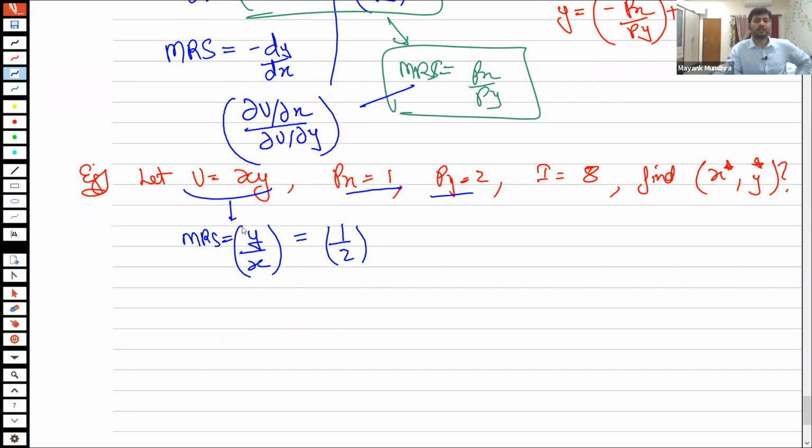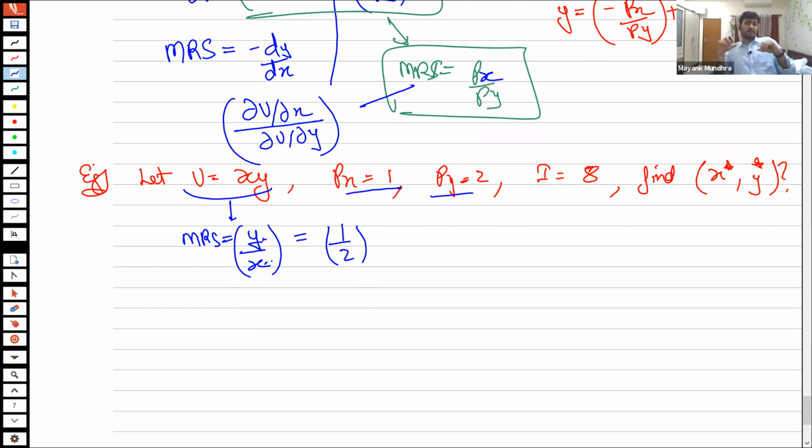A lot of times I see people making the mistake that since I'm writing y by x, it should be Py by Px. It does not matter what is here. What matters is what you are differentiating in the numerator. If you're differentiating with x in the numerator, price of x should be in the numerator. So whatever you are differentiating with in the numerator for MRS should be the same, because x and y might not always be the same.